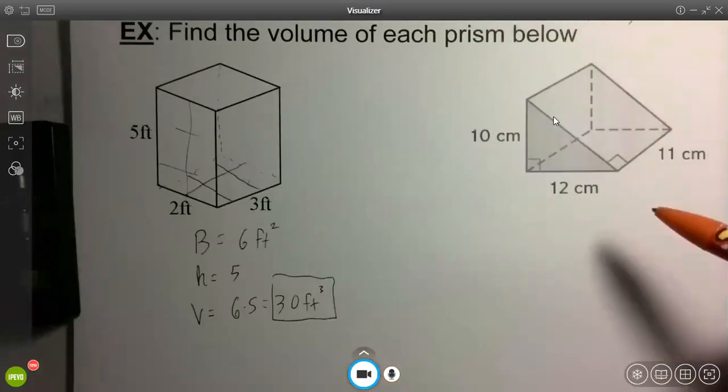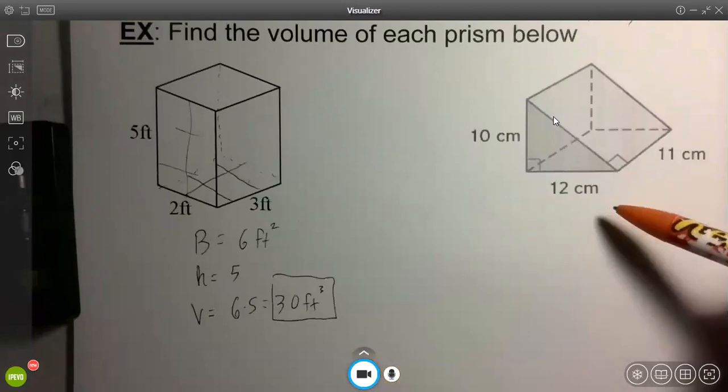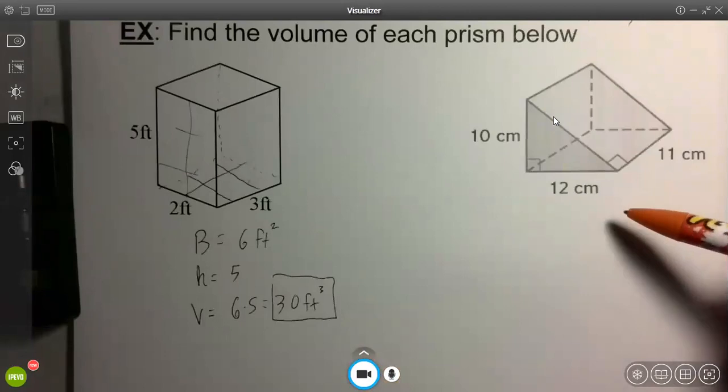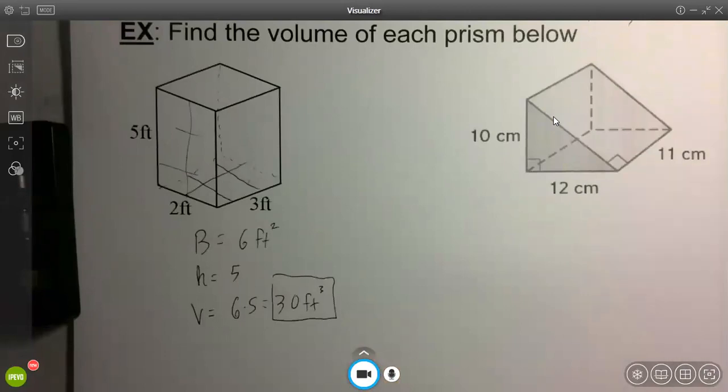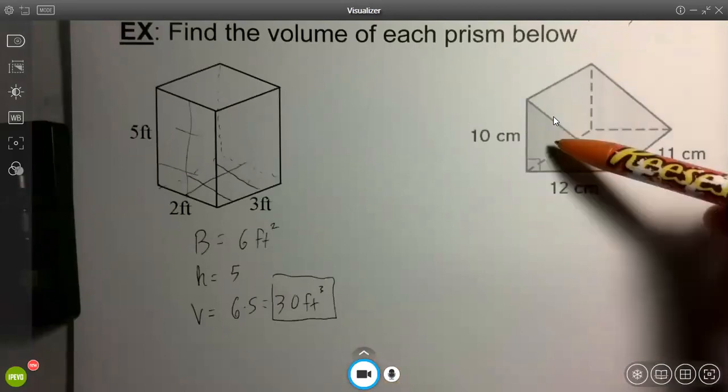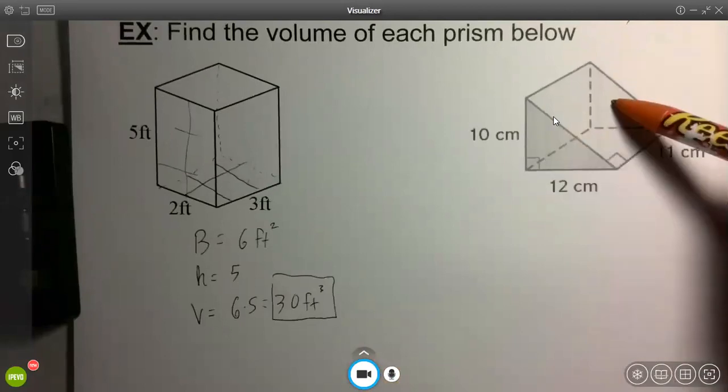First, we need to identify what type of prism. I know a lot of us are wanting to just jump to our calculators, start plugging things in. You need to identify what is it that we're working with. This should be a triangular prism. It's triangular because the bases are triangles. The base isn't always the bottom.